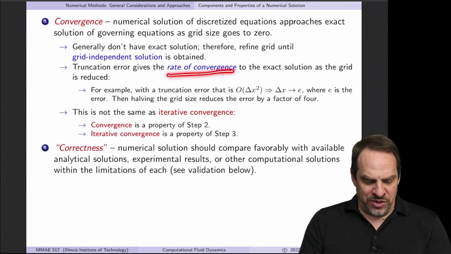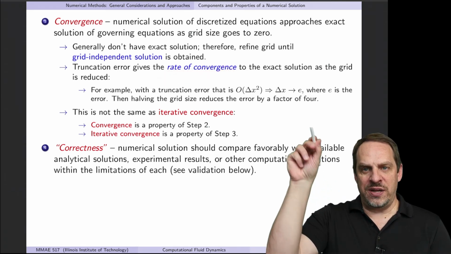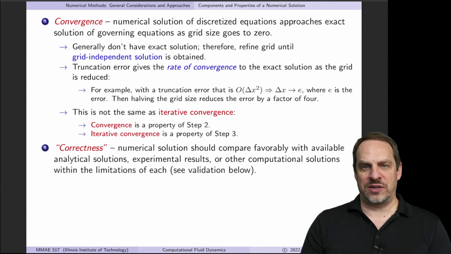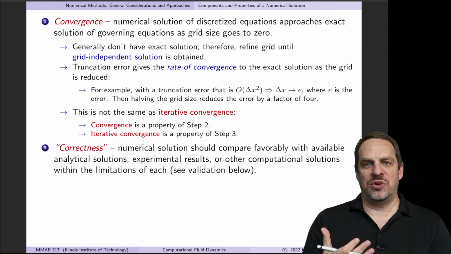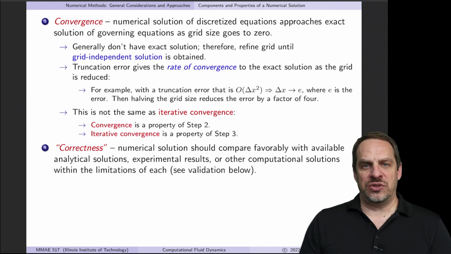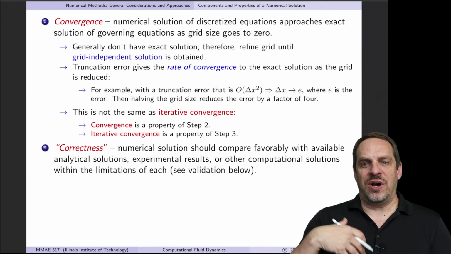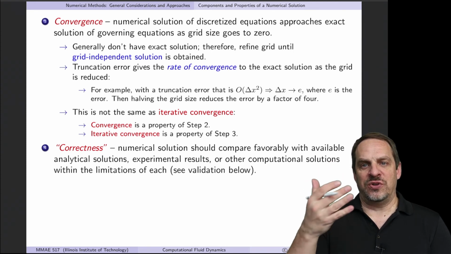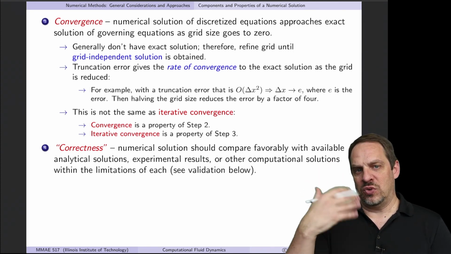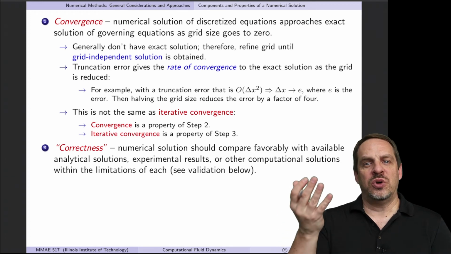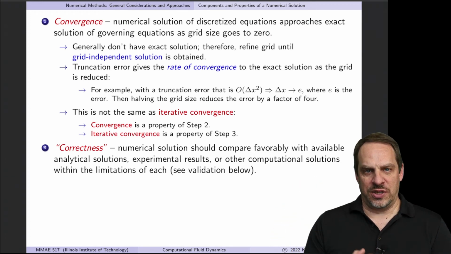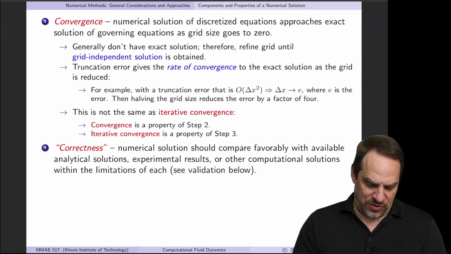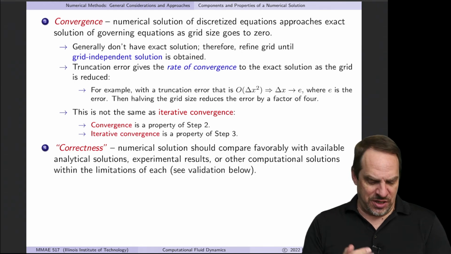The rate of convergence, so the rate at which it converges to that exact solution as I increase the number of grid points and decrease the delta x's, is related to the truncation error. So the higher the power, so if it's order delta x squared, that will converge faster than order delta x. Order delta x to the 4 will converge faster than order delta x squared, and so forth. And you can see the effect of this by checking the error.